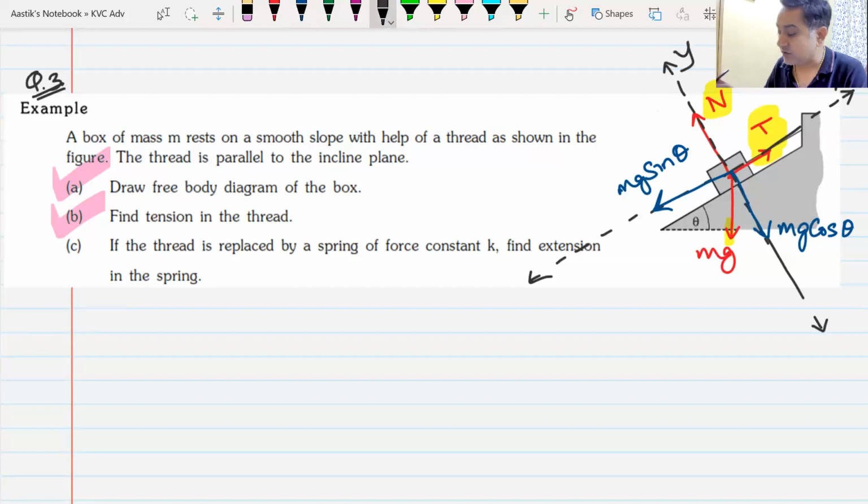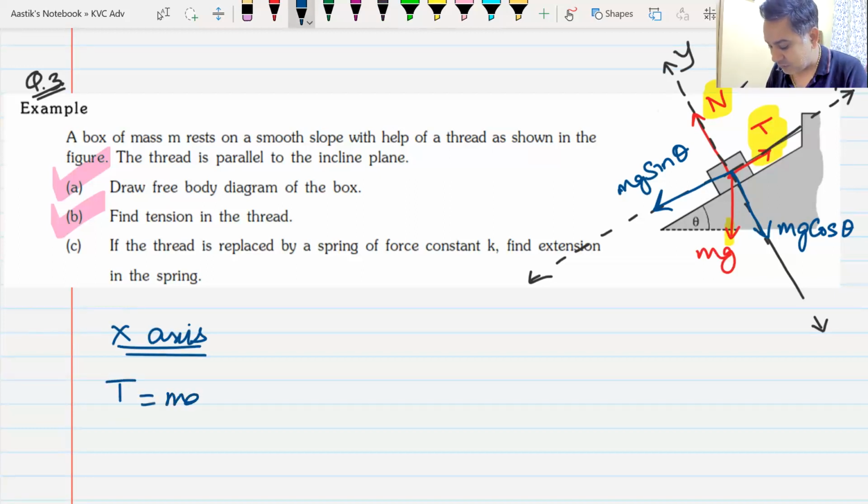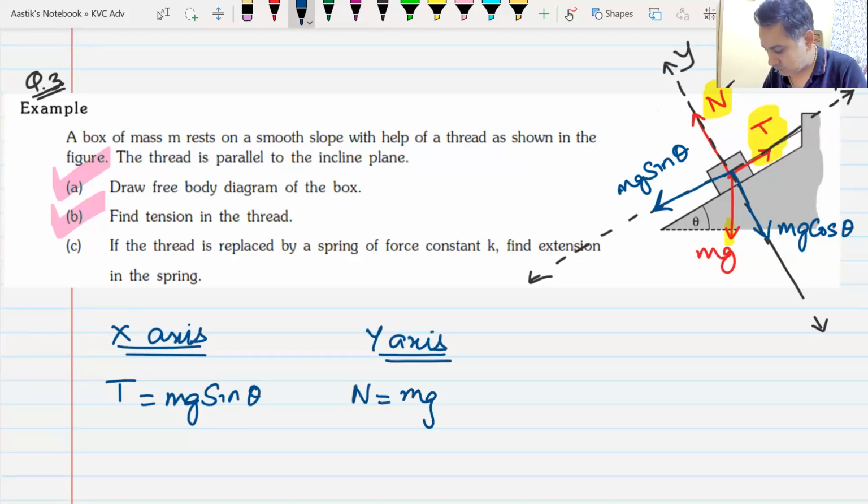What is your equation along the x-axis? Remember, the body is in equilibrium. So T is equal to mg sin theta. Do we understand this? And what is the equation along the y-axis? Normal reaction N is equal to mg cos theta. Do we all understand this?